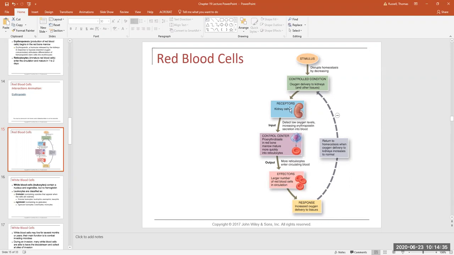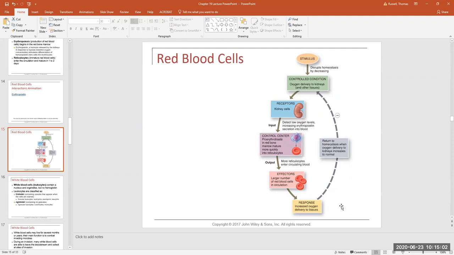So this negative feedback loop is going to run and run and run until the oxygen carrying capacity in the blood increases. And then the kidneys say, hey, we have enough oxygen. We can stop releasing EPO. And thus the proerythroblasts stop developing down into reticulocytes and our loop shuts off. That's how easy it is.